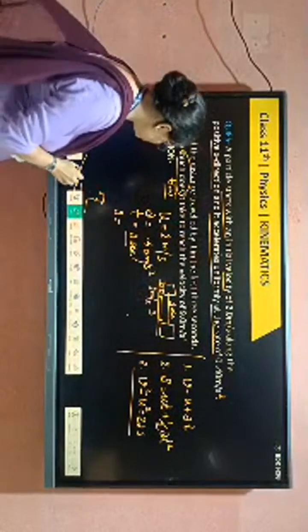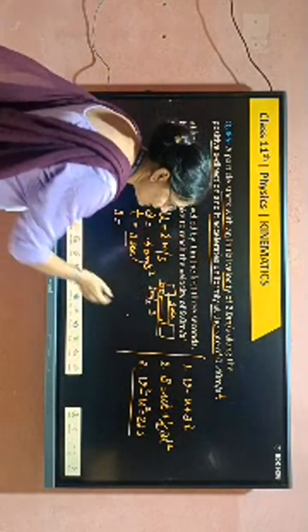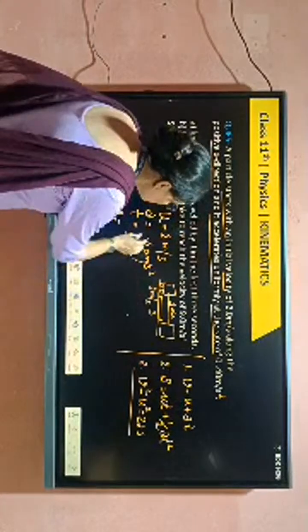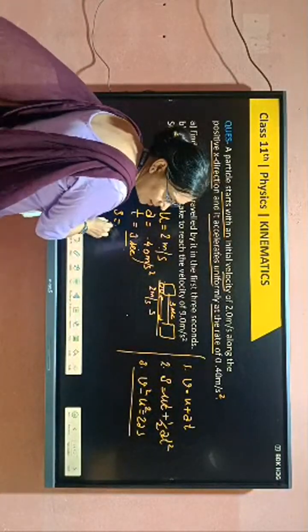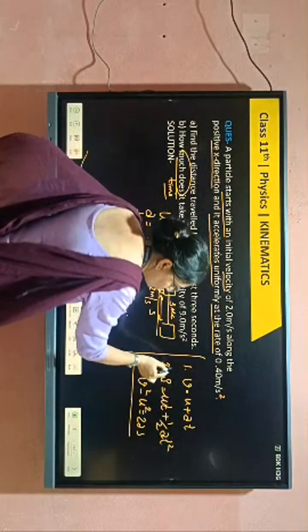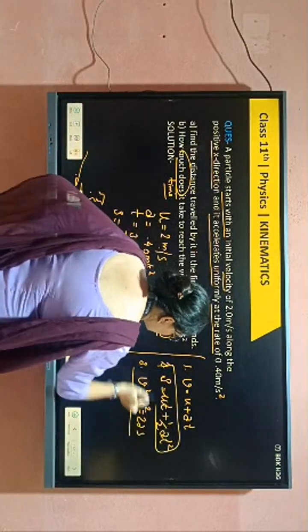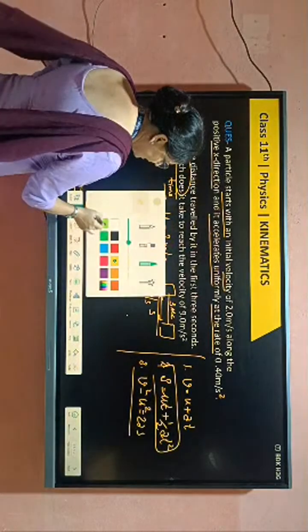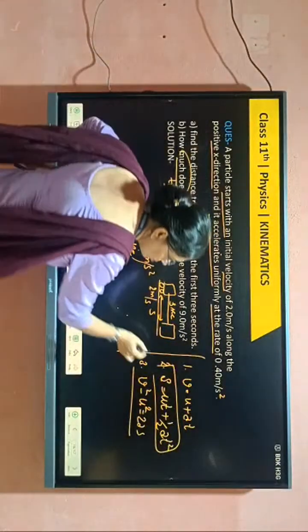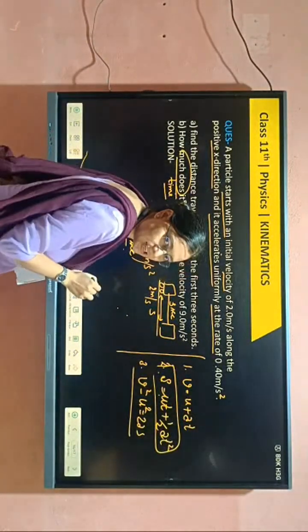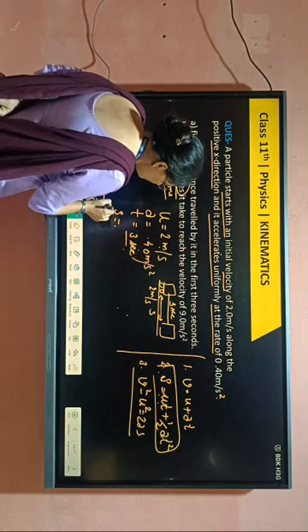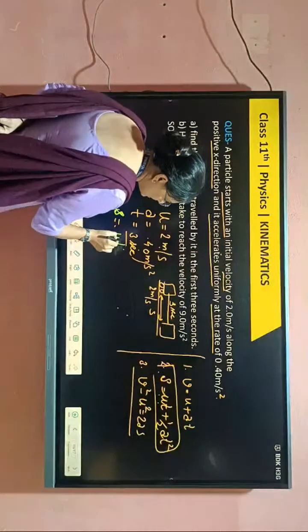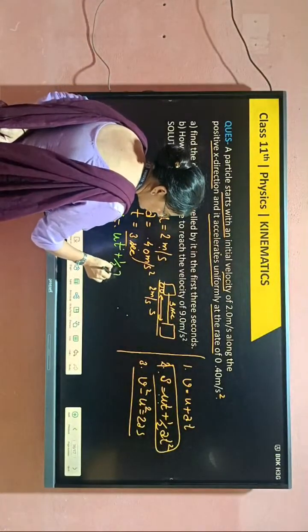Okay, so check which equation we can use here out of these three equations. U is given, A is given, T is given, S we have to find out. So can we use this one equation? S equal to UT plus half AT square. Because S we have to find out, initial velocity is given, time is already given, A is given. So use here S equal to UT plus half AT square.